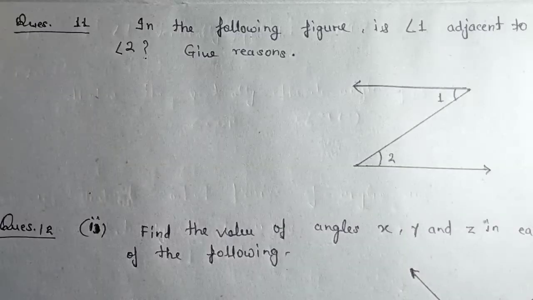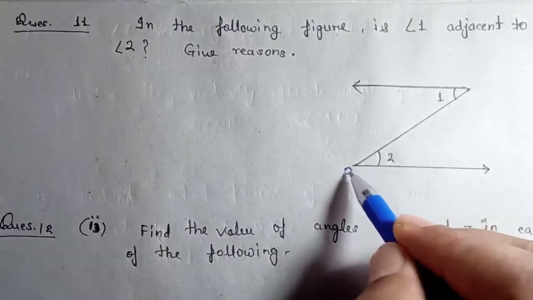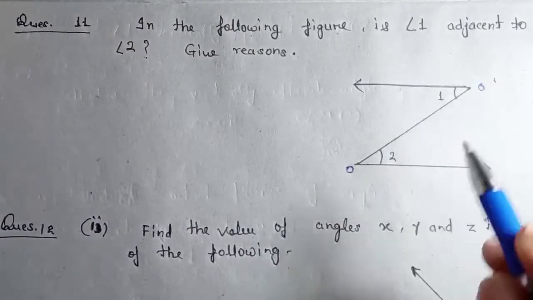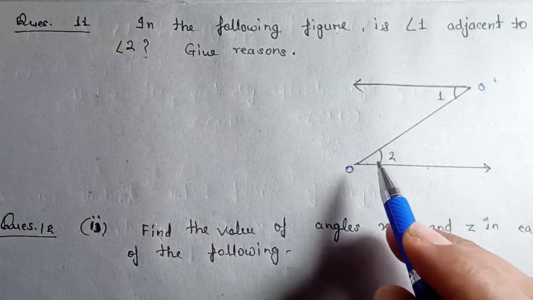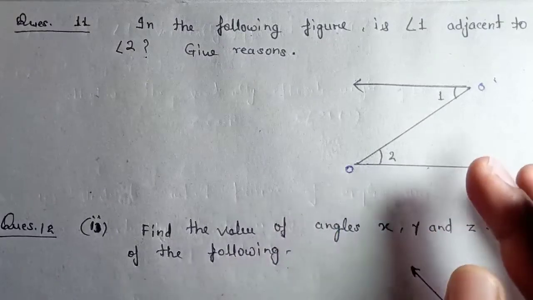Now we have question number 11. In the following figure, is angle 1 adjacent to angle 2? Give reason. So you can see there is a common side. If this is O, this is O dash. So O dash is the common side. But the vertex is not the same for both angles.